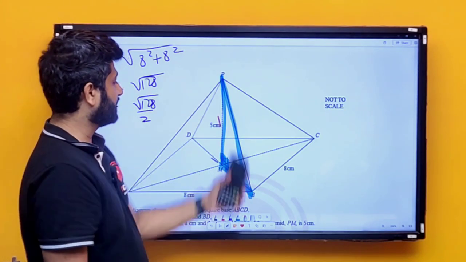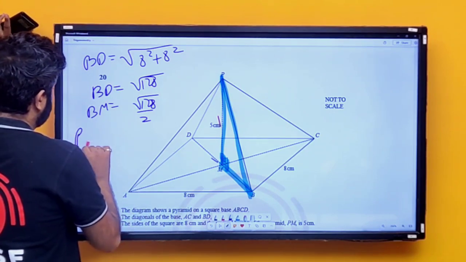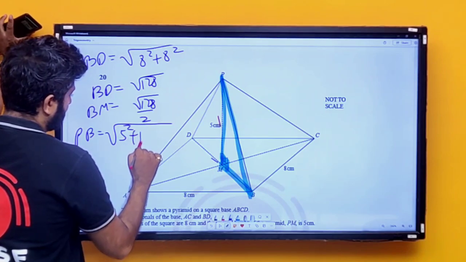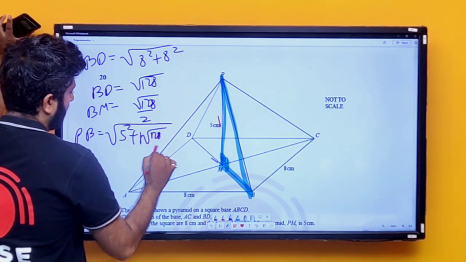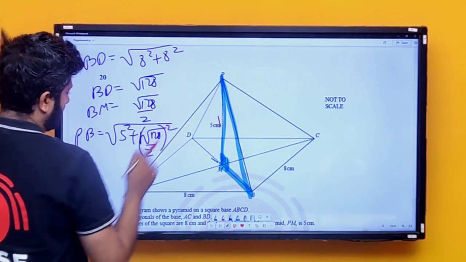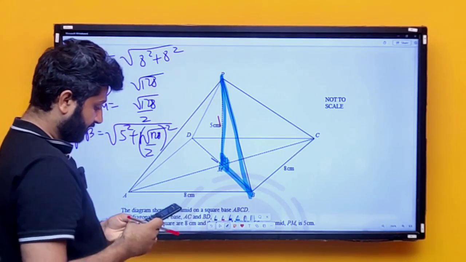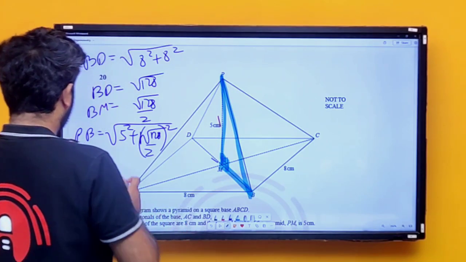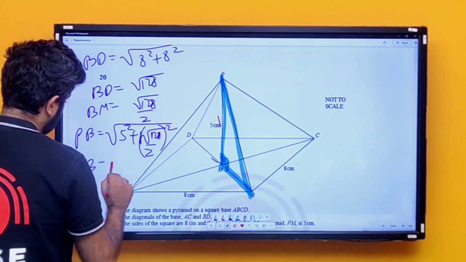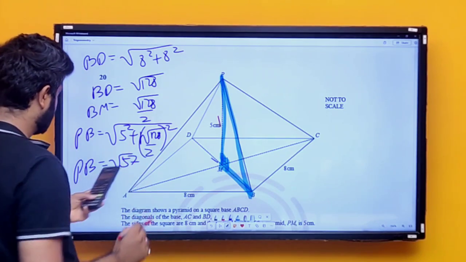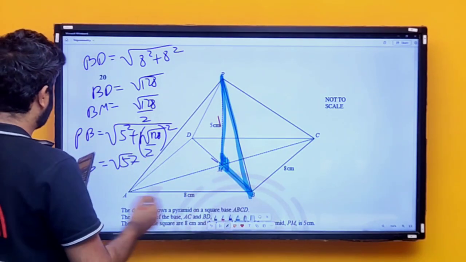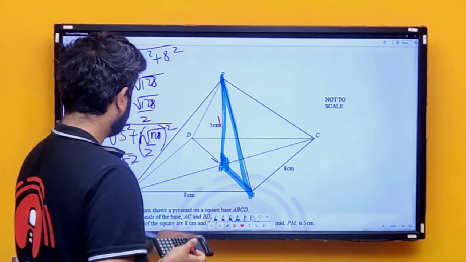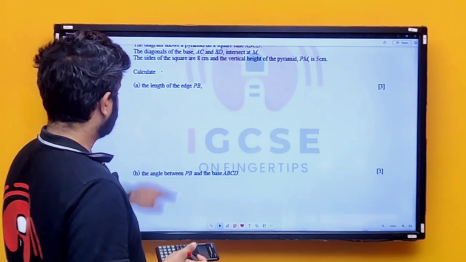Now I have this side. I have this side. I can use Pythagoras theorem. So my PB is root of 5 squared plus (root 128 by 2) squared. So root of 25 plus 128 by 4. So root 57. PB is root 57. Or a better answer will be 7.55. Right. Now what is the next question?